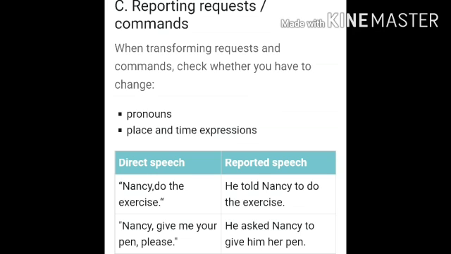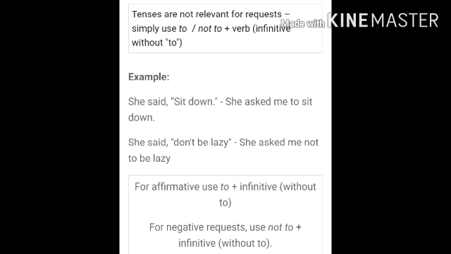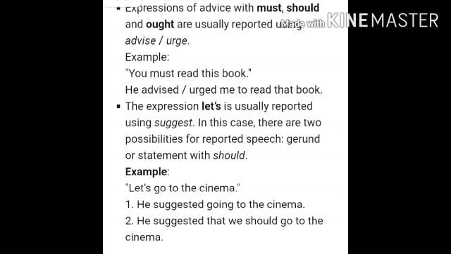Okay. While requesting or commanding, tenses are not important. You have to use to or not to. Infinitive without to. Look there. She said sit down. She asked me to sit down. She said don't be lazy. She asked me not to be lazy. For affirmative sentences, use to plus infinitive. For negative requests, use not to plus infinitive.